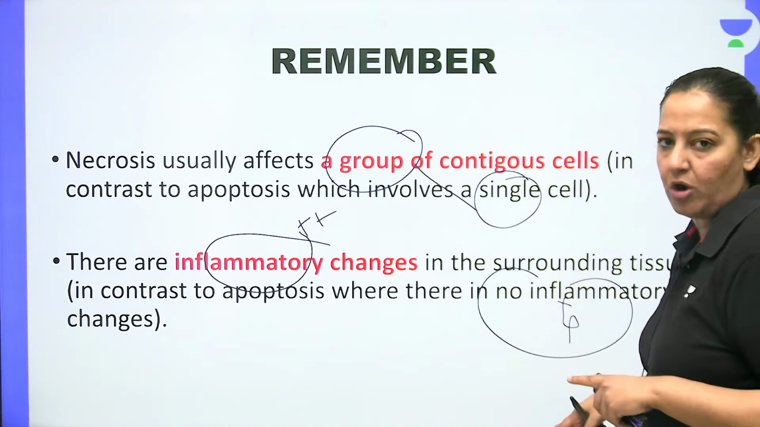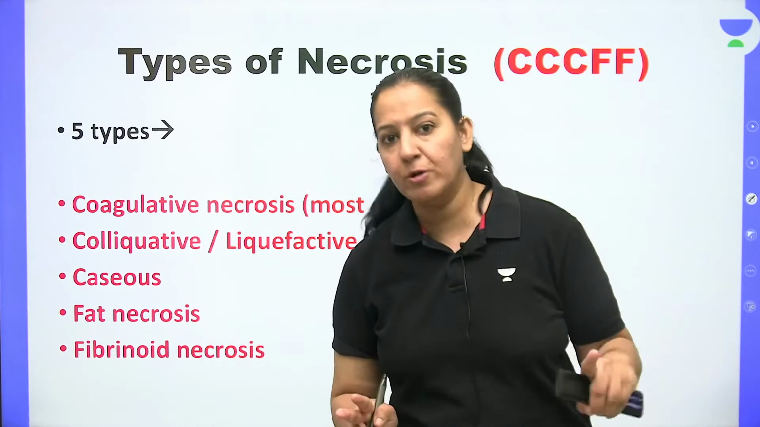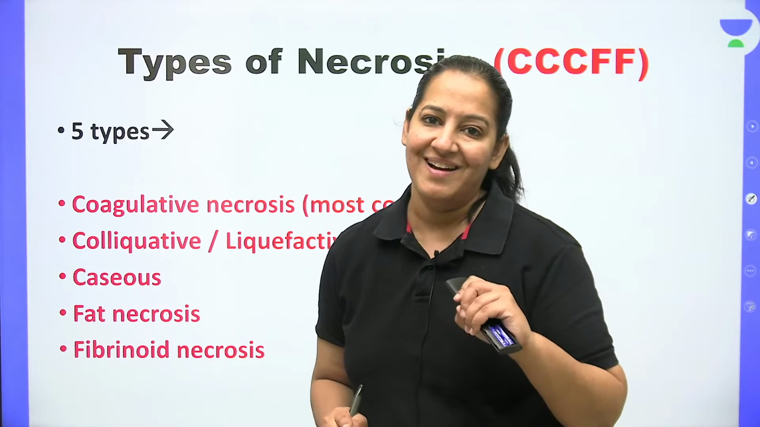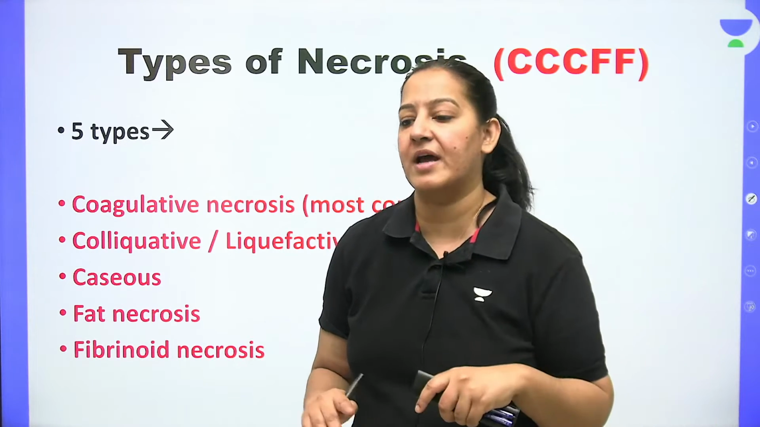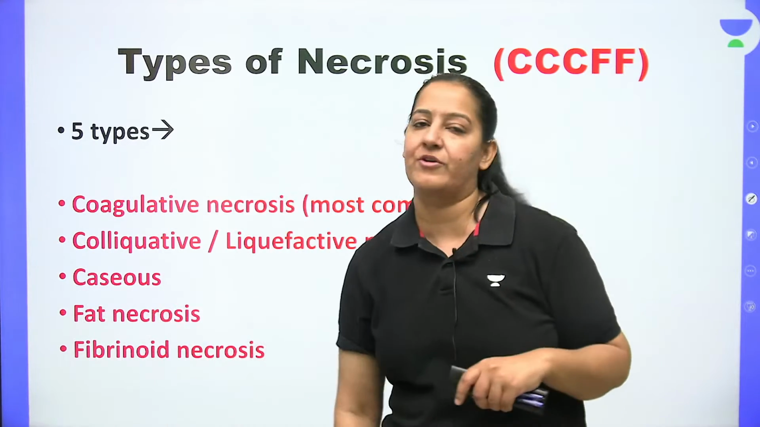See the difference. You got the difference. So here types are important. If apoptosis comes in your exam, the examiner will ask the mechanism and morphology. Apoptosis के types important नहीं है, physiological, pathological. वहाँ पे mechanism ज़्यादा important है. But if necrosis comes in your exam, the examiner is expecting you to write the 5 types of necrosis.